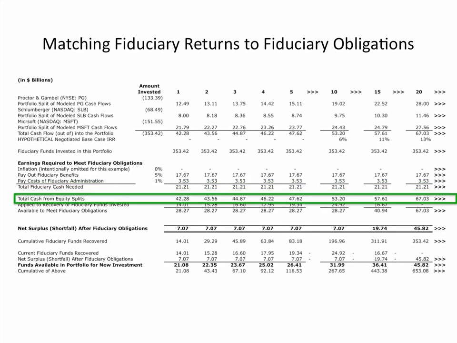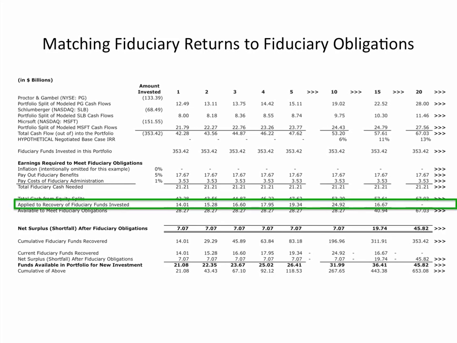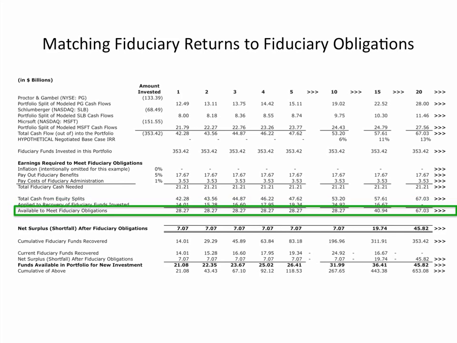So here we bring down the cash splits pouring into the portfolio each year and apply a portion to the planned recovery of invested corpus here, with the remainder then being available to pay fiduciary obligations here. This is what we mean by matching fiduciary returns to fiduciary obligations.